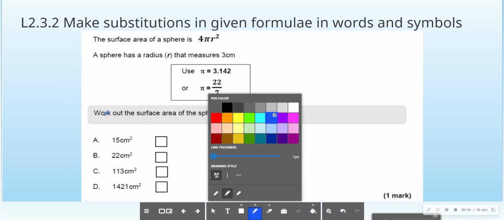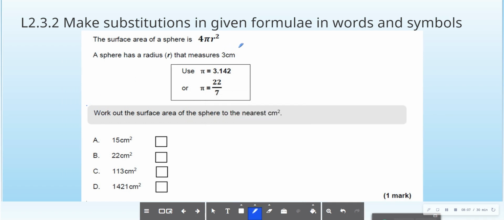Okay. This one, make substitutions in given formula and symbols. So the key thing here, here's our formula. 4 pi r squared. Okay, the key thing is, remember that between each number and symbol we have a multiplication. 4 times pi times r squared. That's really key. When you've got these formulas, you need to make sure that you remember there's a times between each one. So now we're just going to use our calculator to work this out.